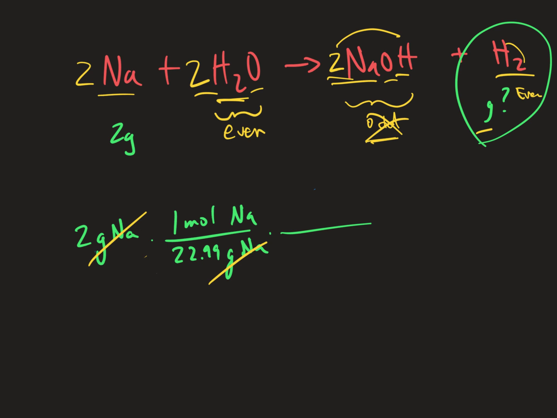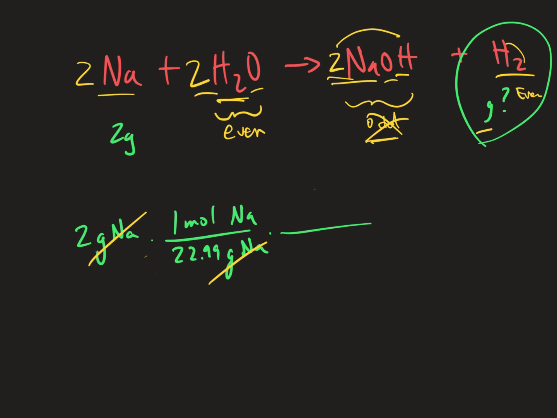Now, if we look on our mole roadmap, we're at moles of A. We can either go to particles of A or moles of B. What do we want to go to? We want to go to a different substance, right? So we're going to go to moles of B. Does that make sense?